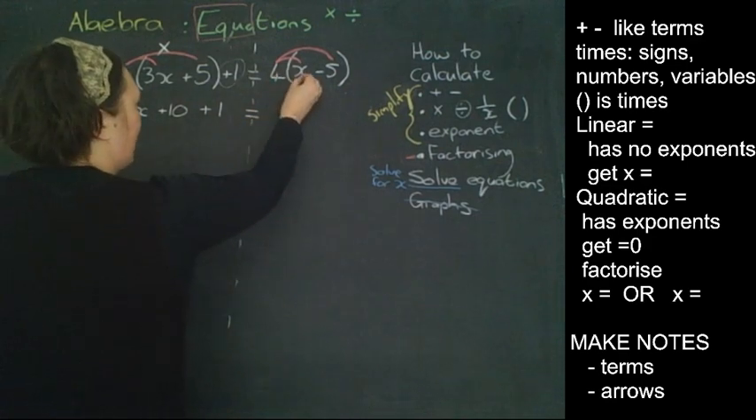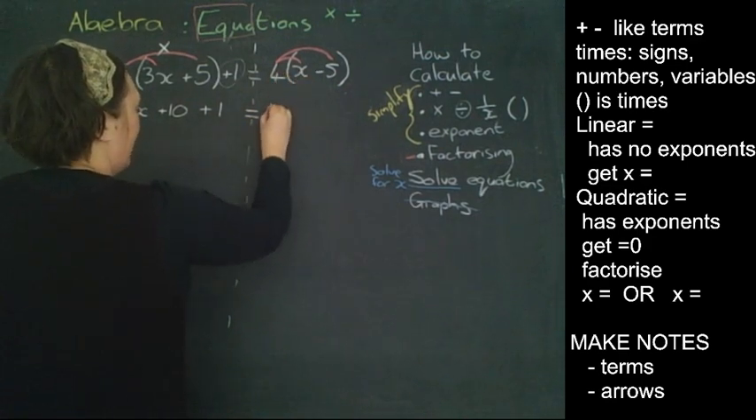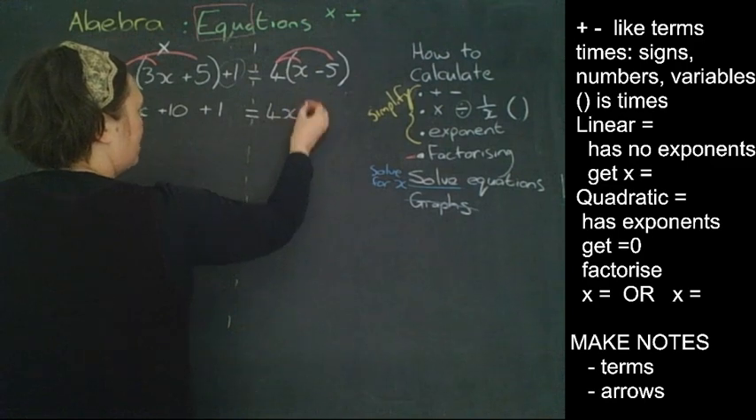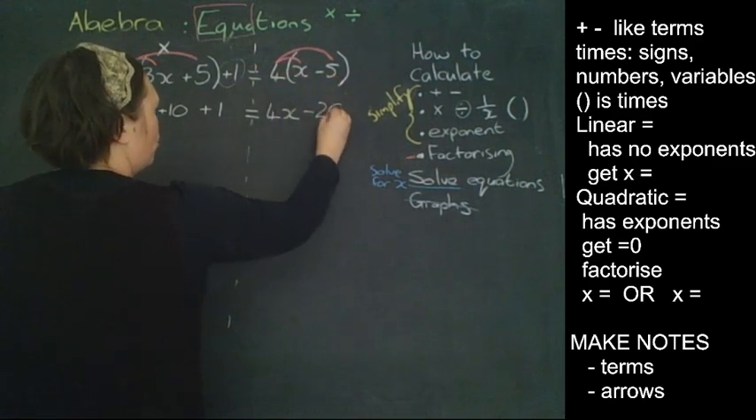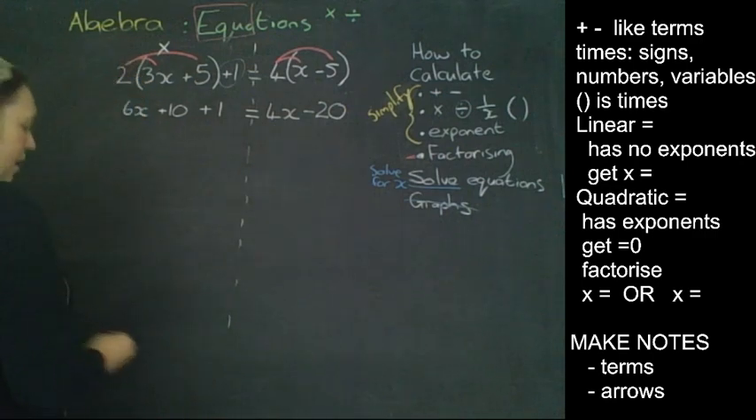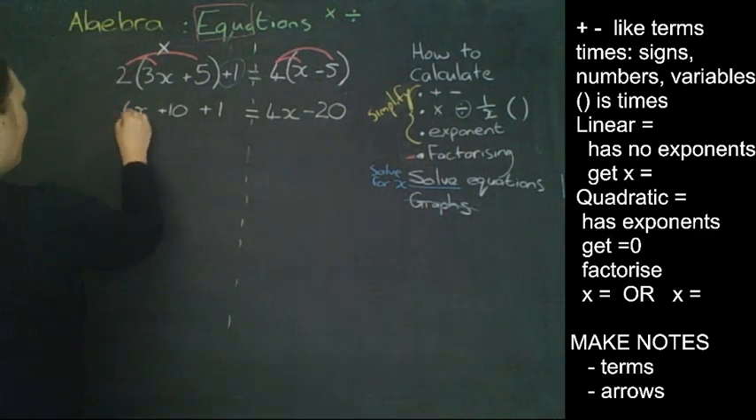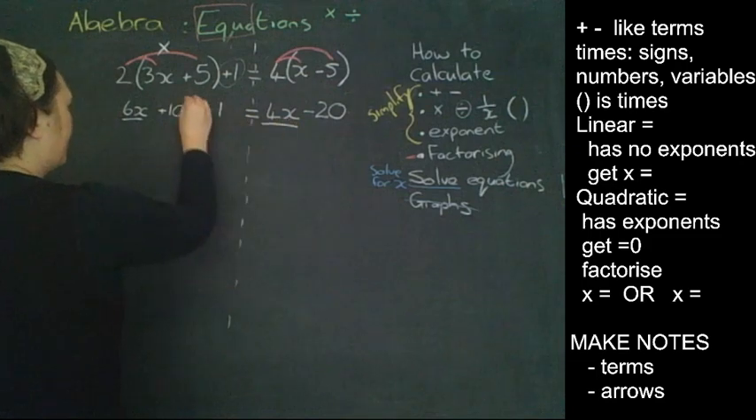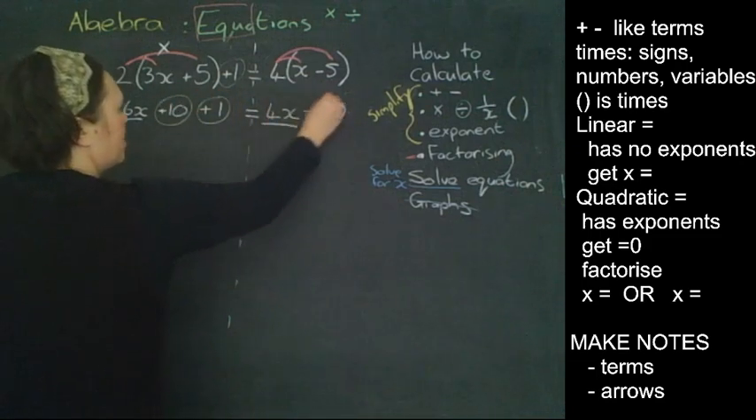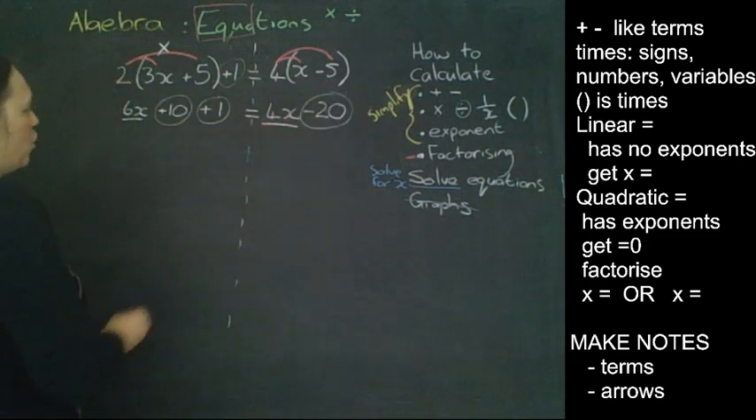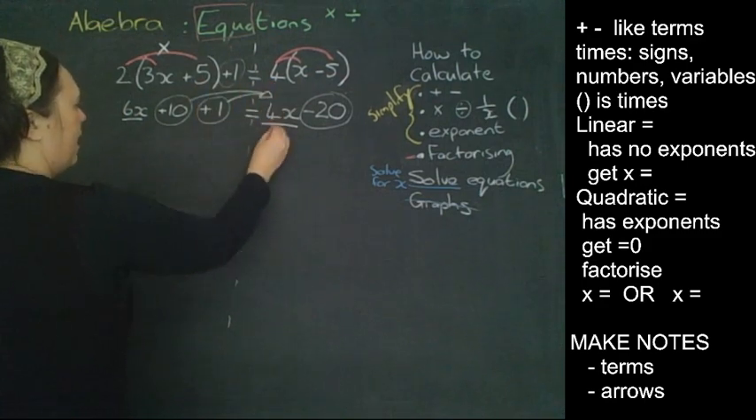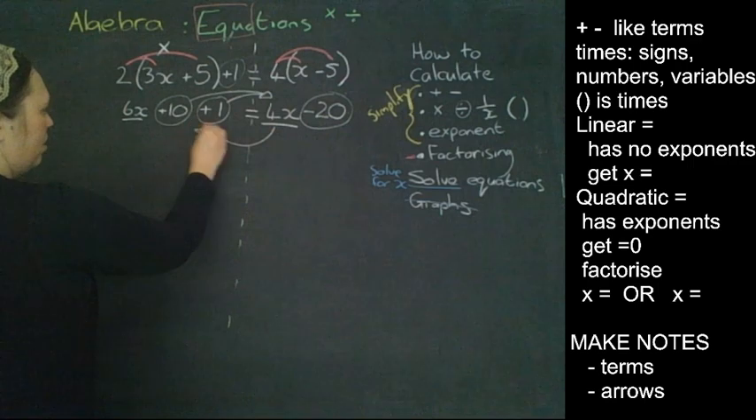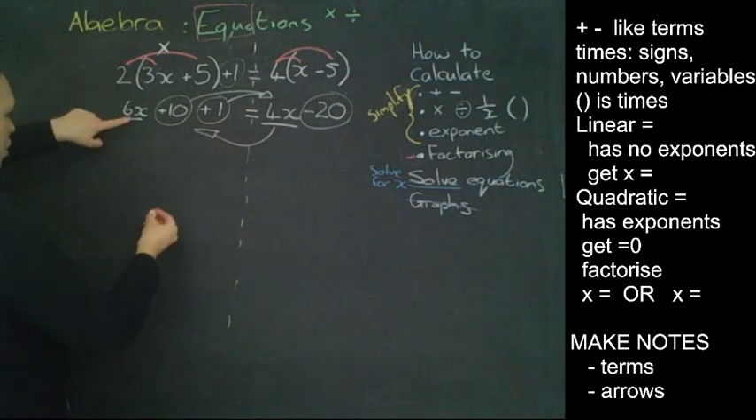And then we multiply this in. 4 times x is 4x. 4 times minus 5 is minus 20. Okay, we've got x and numbers and numbers and numbers. So all the numbers are going to go to the other side and all the x's together. So what do we have?